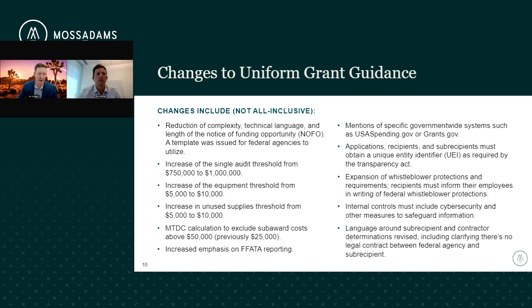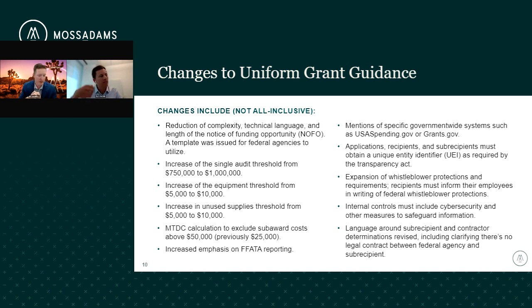The threshold for equipment is also increased from $5,000 to $10,000. So the requirement to track that equipment will be eased and reduce some of the overhead related to tracking smaller equipment items, as well as the unused supplies threshold, which is increased to $10,000. Many of you calculate modified total direct costs as part of your indirect cost calculation, and you may be well aware that amounts over $25,000 of subaward costs have to be excluded, and that threshold is now increased to $50,000, which will essentially mean more indirect costs can now be captured.